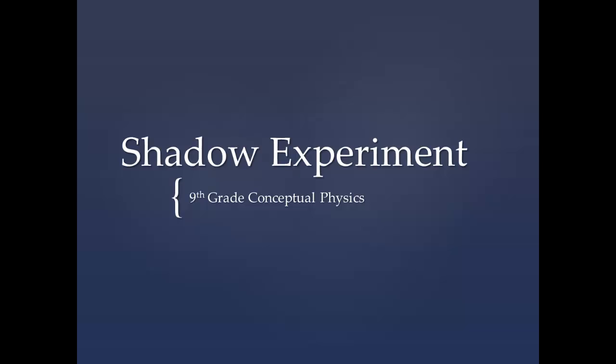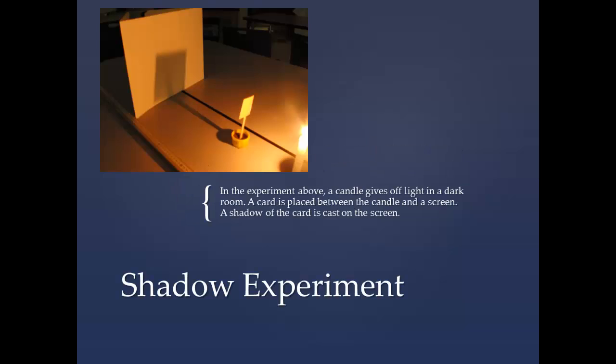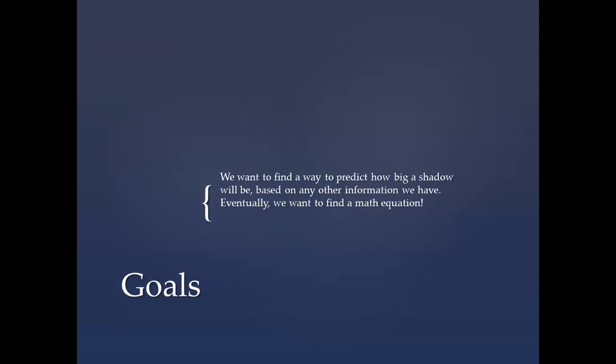The Shadow Experiment, a 9th grade conceptual physics video. In the experiment above, a candle gives off light in a dark room. A card is placed between the candle and a screen. A shadow of the card is cast on the screen. We want to find a way to predict how big a shadow will be, based on any other information we have. Eventually, we want to find a math equation.